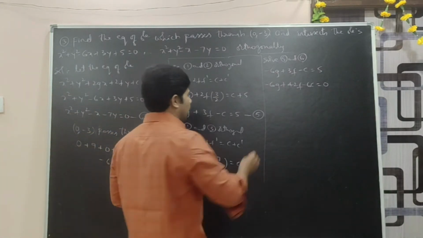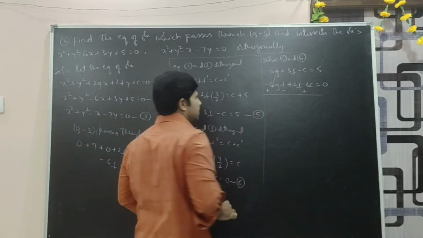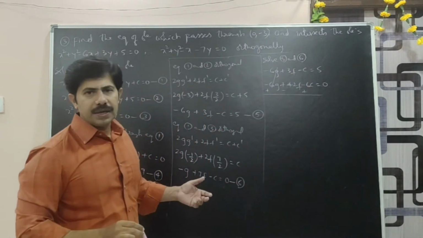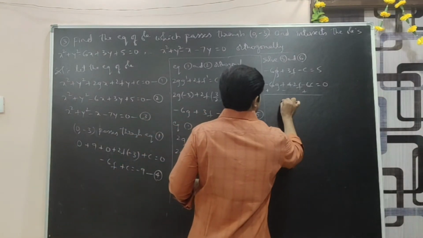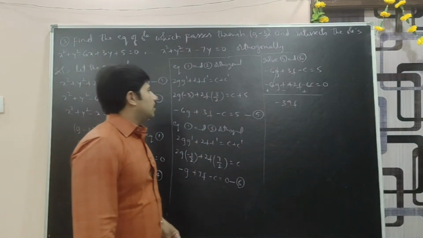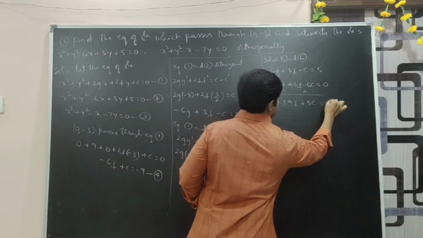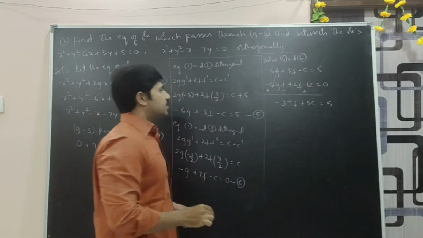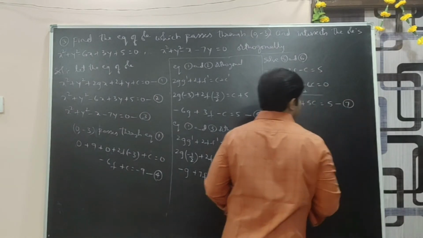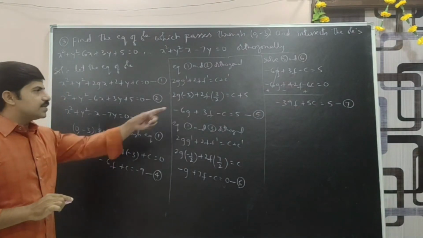Now, we'll subtract. So, the signs will change for these terms. Minus 6g plus 6g cancels. Now, we have 3f minus 42f. So, 42 minus 3 is 39, so minus 39f, then plus 6c minus 6c... plus 5c is equal to 5. This is equation number 7 we got.